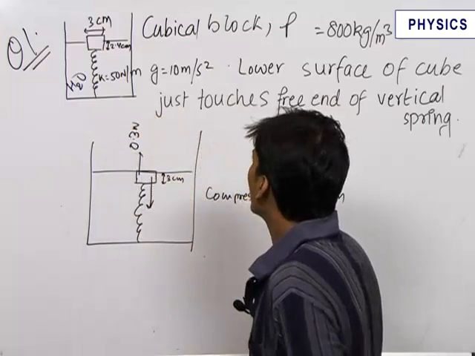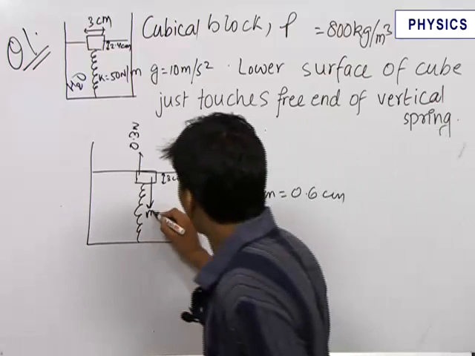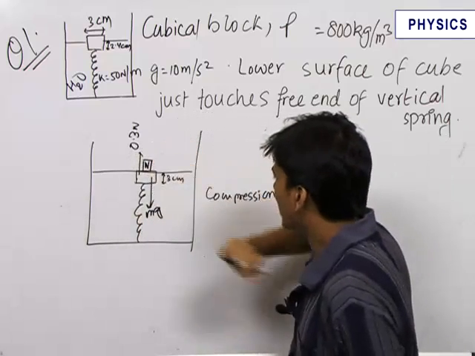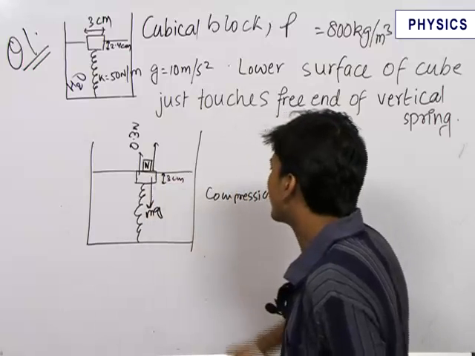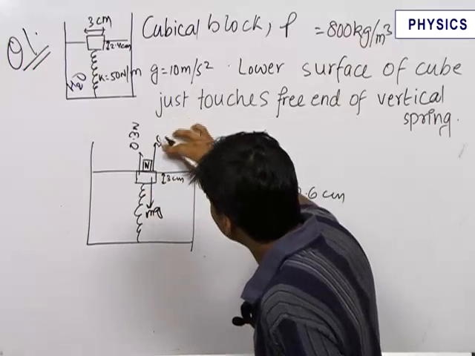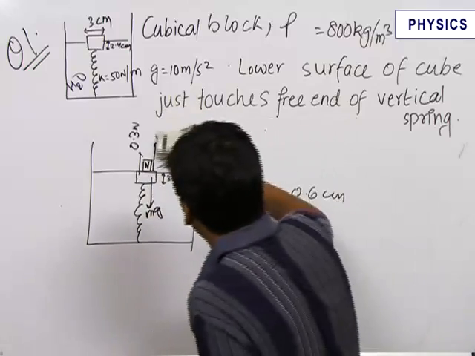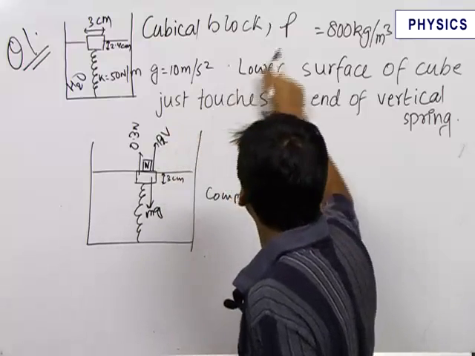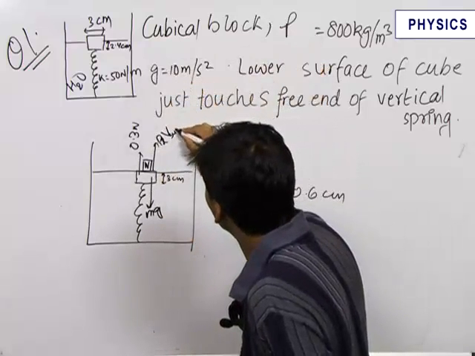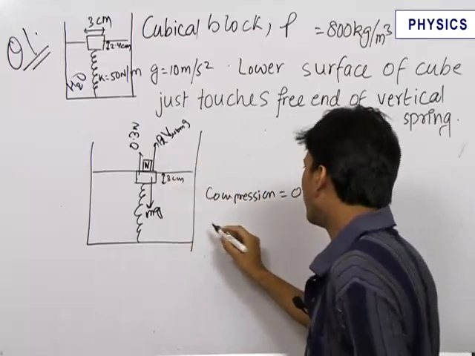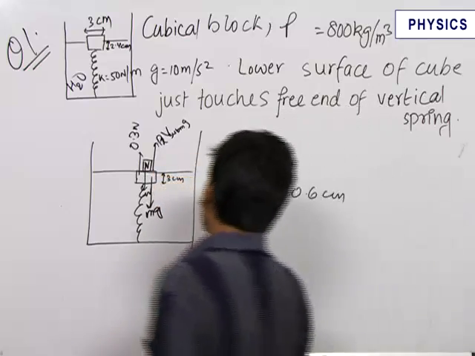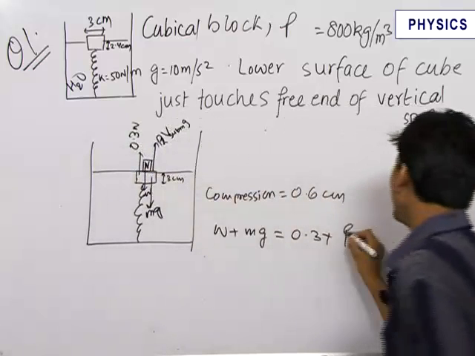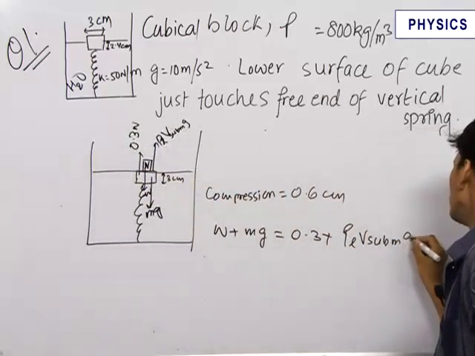The mg will be below, and there will be a buoyant force. Now the weight kept is W, which is the maximum weight. There will also be a buoyant force acting on this object, that will be equal to rho liquid, that is 1000, into V submerged, that is 27 into 10 raised to the minus 6 meters cube, into g. Let us calculate the buoyant force first and the additional weight W. We can write this equation as W plus mg is equal to 0.3 plus rho liquid into V submerged into g.